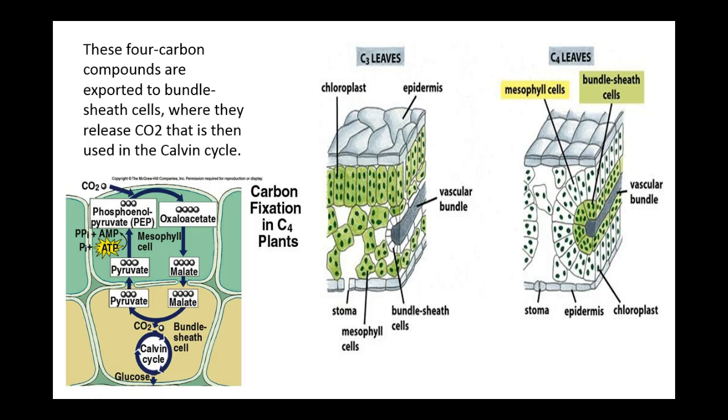The most important thing with regard to this is you don't have to memorize all these chemicals or even be overly familiar with all the chemicals, but that the 4-carbon compounds are exported into the bundle sheaths, where they can then be released as CO2 that can go into the Calvin cycle. And then this plant doesn't have the buildup of or the reduction with regard to CO2.